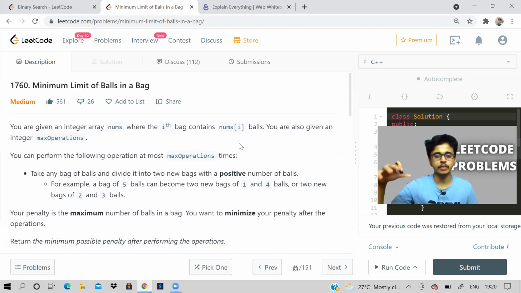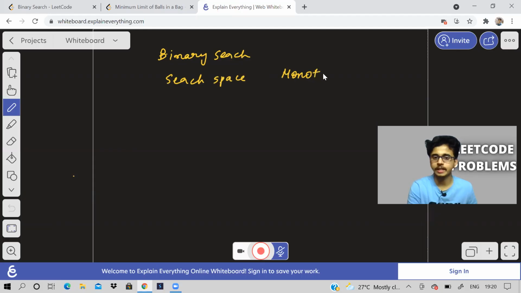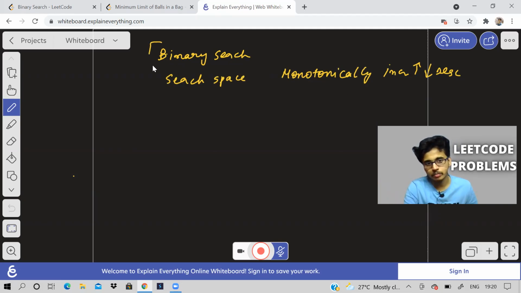So this is one way of getting to know that, okay, fine, we can think of applying the binary search concept. But actually, how do we justify that we can do binary search? So see, for binary search, what do we need? We need a search space. And more importantly, we need to know if it is monotonically increasing or decreasing, right? Like if they're asking for a minimum or maximum, like minimize or maximize, then we can think about binary search.